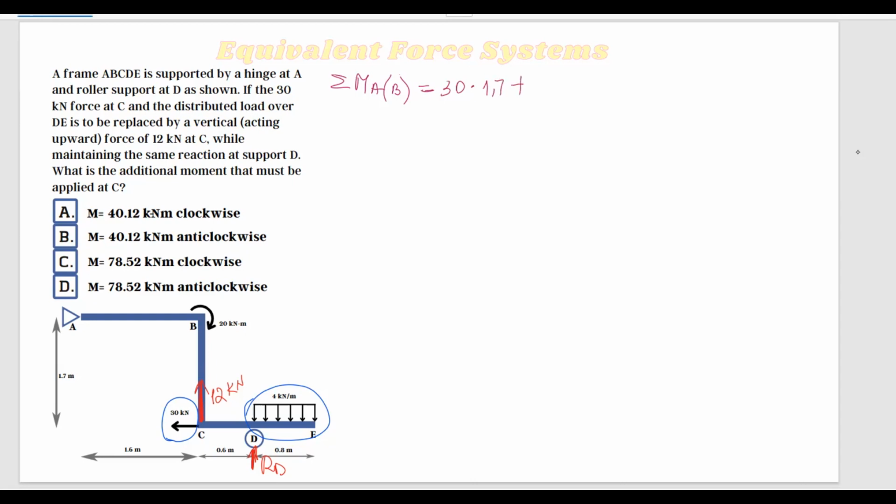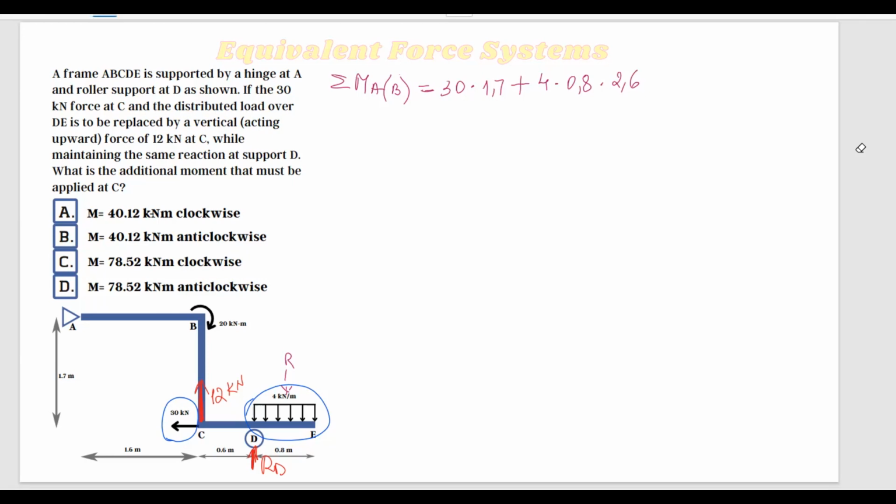And then we have, plus this distributed load, 4 multiplied by 0.8. This gives me the resultant force, which is in the middle. And then we are going to multiply by the arm, which is going to be 1.6 plus 0.6 plus half of 0.8. So half of 0.8 is 0.4 plus 0.6, that's going to be 1, plus 1.6, going to have 2.6 meters.